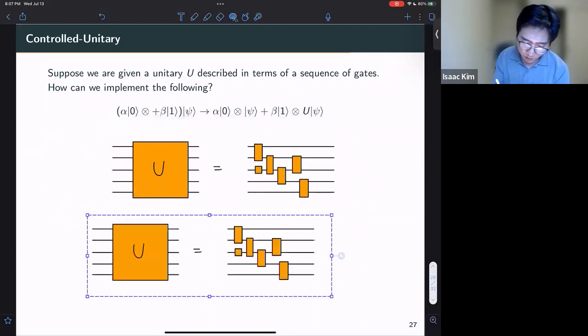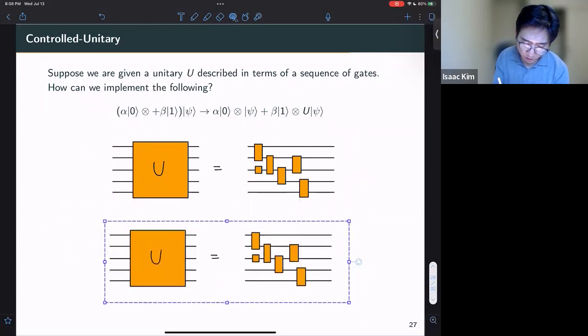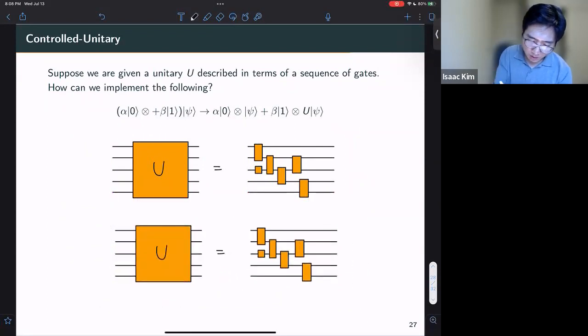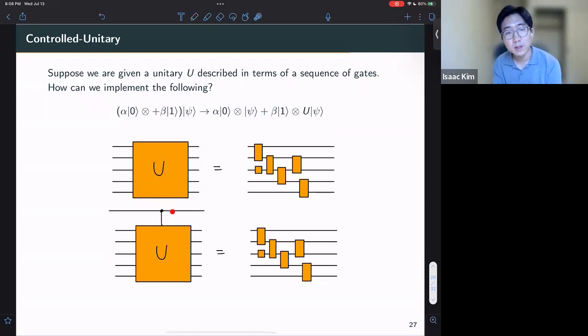And what I want to do is the following. Suppose I want to apply a controlled unitary. So I have this extra qubit. You see an extra qubit here. And depending on the state of the qubit, I want to either apply the unitary or not. Okay. An interesting thing you can do is begin with some superposition, alpha 0 plus beta 1. Then upon applying this controlled unitary, you'll be in a superposition of applying this unitary or not applying the unitary. So how do you do that?